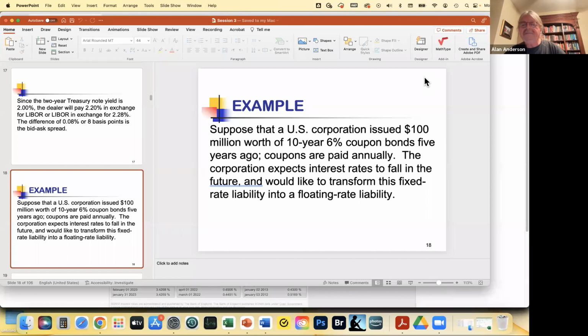Anyway, what do we have here? Oh, this corporation is issuing fixed rate bonds. 6% is the coupon on these bonds. They're 10-year bonds, but they were issued 5 years ago. So they're now 5-year bonds.